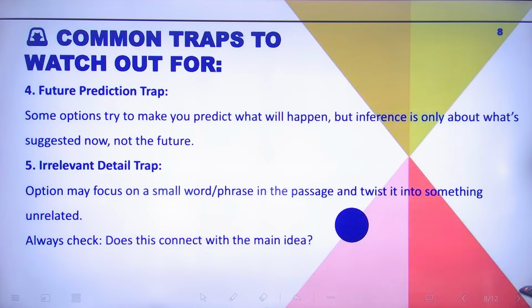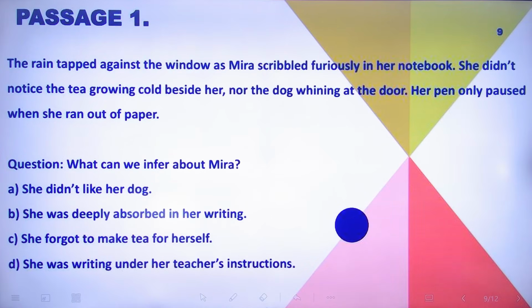Now let's see some questions. I'm giving you some time to go through it. Please feel free to write your answers in the chat box.